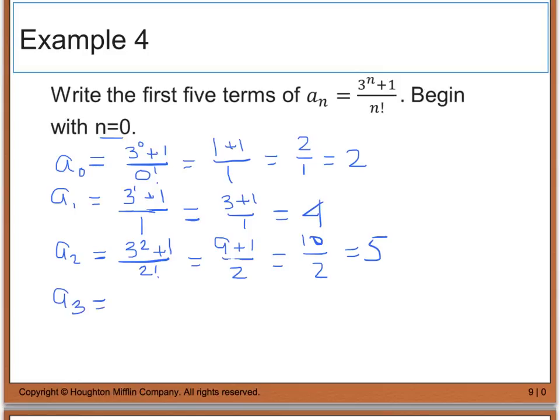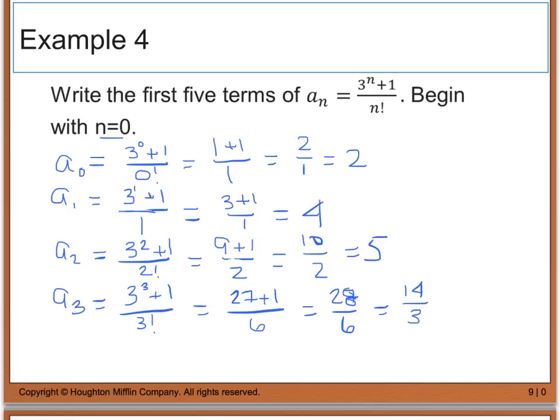My a sub 3 term is going to be 3 cubed plus 1 divided by 3 factorial. 3 cubed is 27 plus 1 divided by 3 factorial, which is 6. So I end up with 28 sixths, which reduces down to 14 thirds.